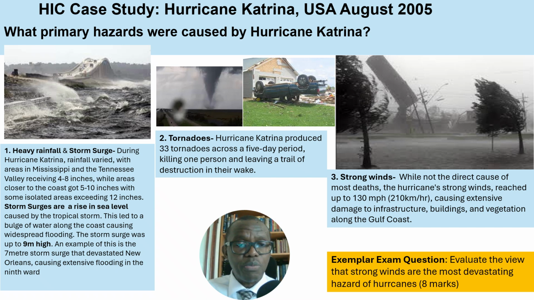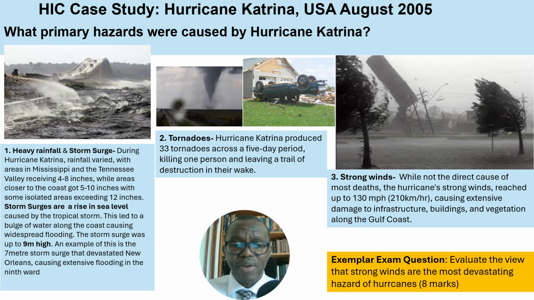Okay, so that's the first primary hazard. The second one was tornadoes. Now, Hurricane Katrina produced 33 tornadoes across a 5-day period, unfortunately killing 1 person and leaving a trail of destruction in their wake. You can see that there's an overturned car here, obviously as a result of a tornado. So they are quite powerful as well and can cause a lot of damage to homes, buildings, infrastructure, and so on.